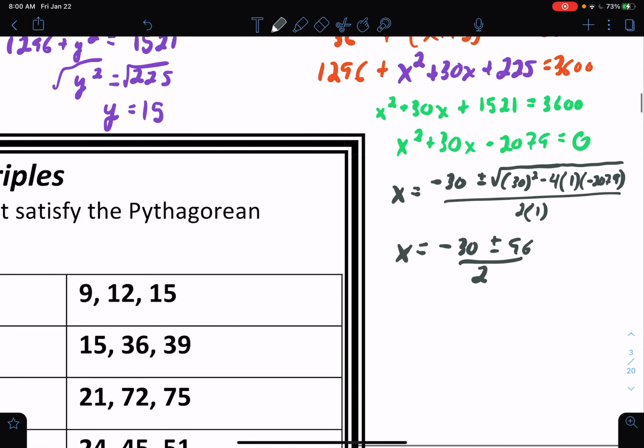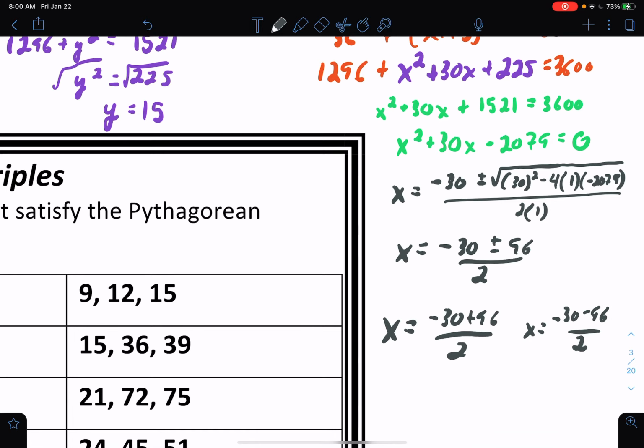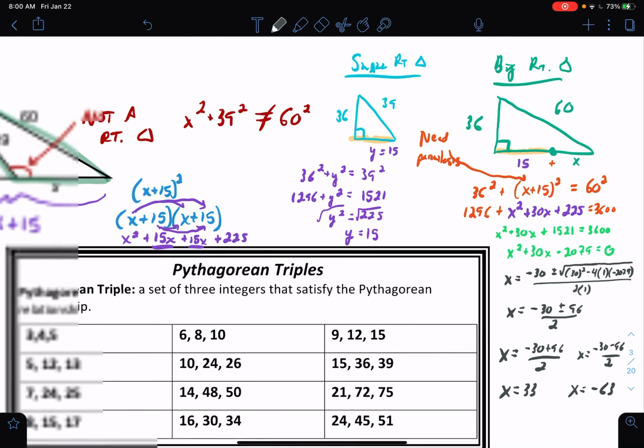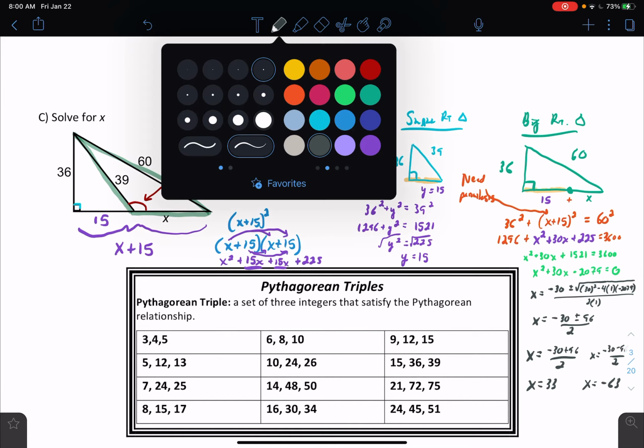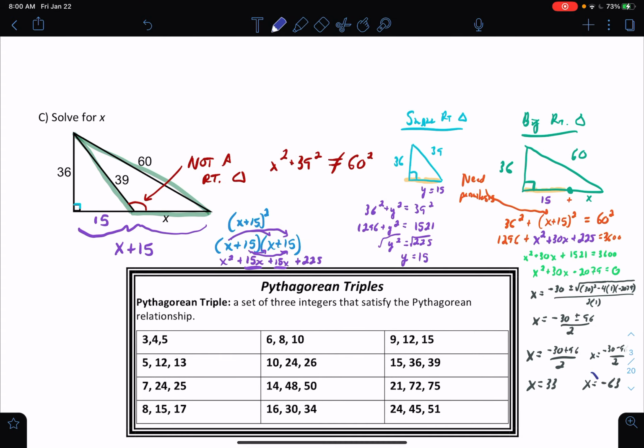So when I do these separately, I get x equals negative 30 plus 96 divided by 2, and x equals negative 30 minus 96 divided by 2. Got to split it up to do both of them. I'll get x equals 33 and x equals negative 63. Okay, now remember what x is talking about. I know it's been a long problem, but x is talking about a side of a triangle. Sides cannot be negative, so I want x equals 33.